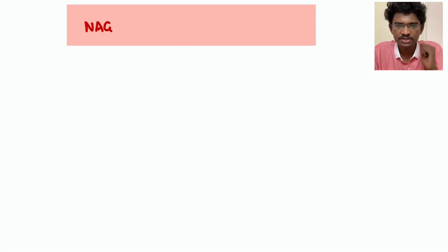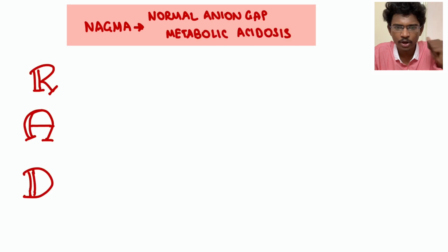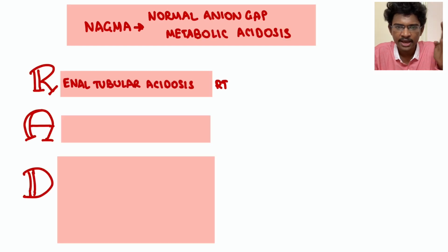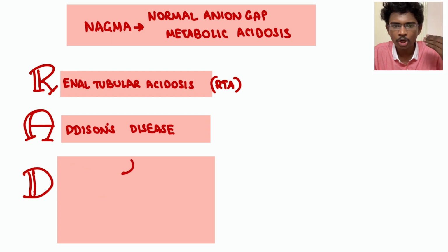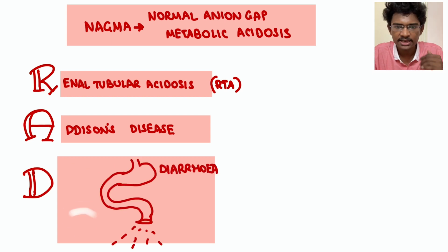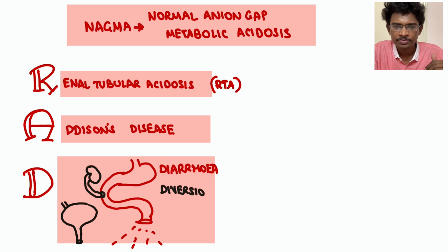Metabolic acidosis with normal anion gap. The causes are very easy: RAD, R-A-D. R for renal tubular acidosis, A for Addison's disease, D for diarrhea and also GIT causes like any diversions. In case of bladder cancer, they will re-implant the ureter into the GIT. That will cause acidosis. Next is pancreatic fistulas.